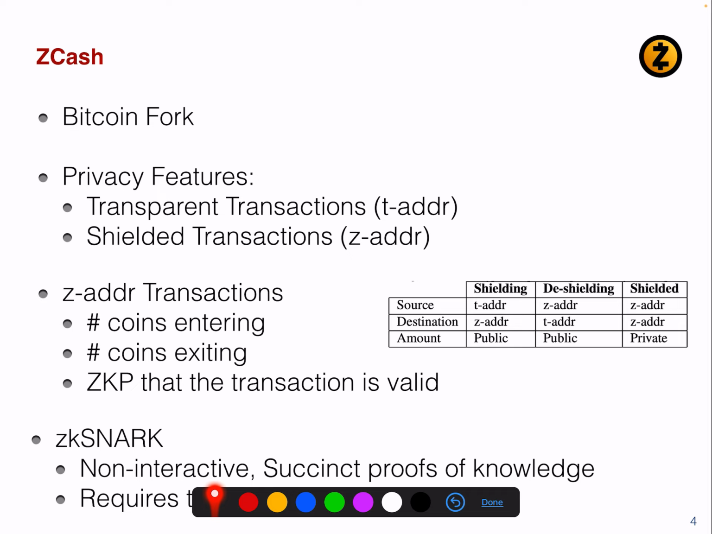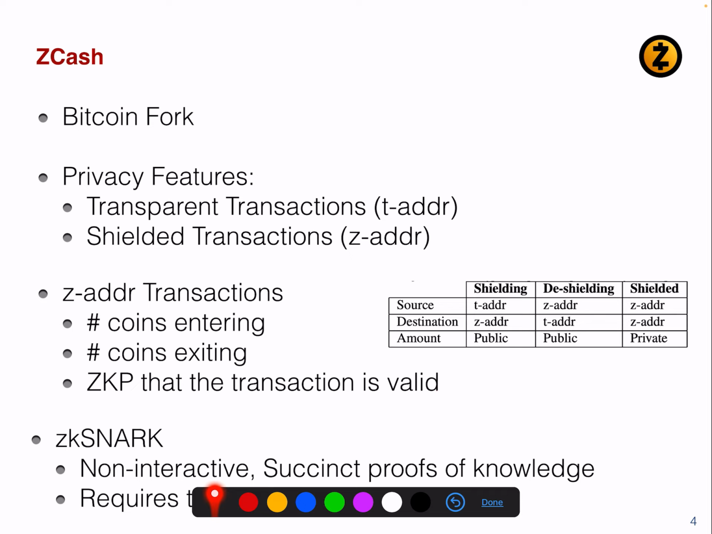So here's where we should not know the origin, the sender, or the amounts that are being sent. So there's a certain number of coins entering in the Z address transaction, there's a certain number of coins that are exiting, and there must be a zero-knowledge proof that the transaction is valid.